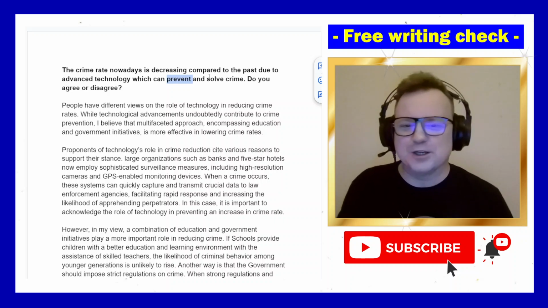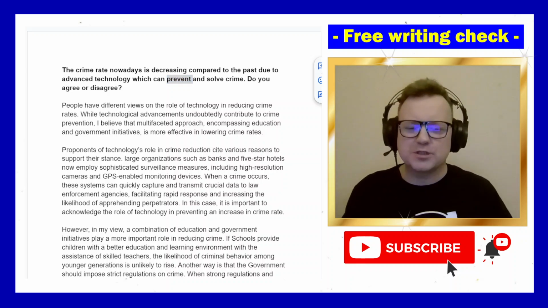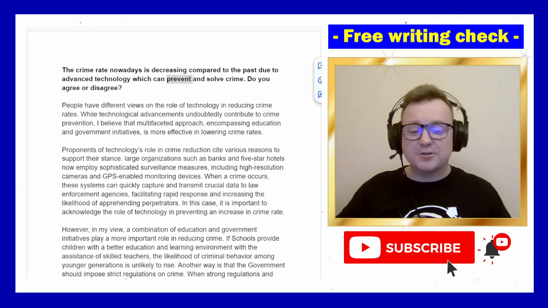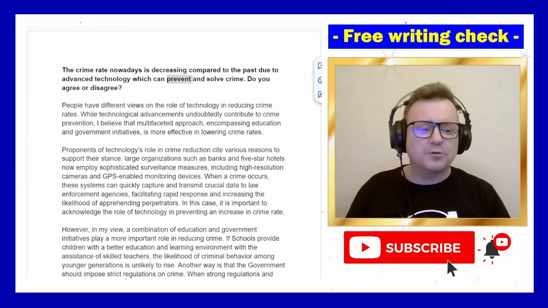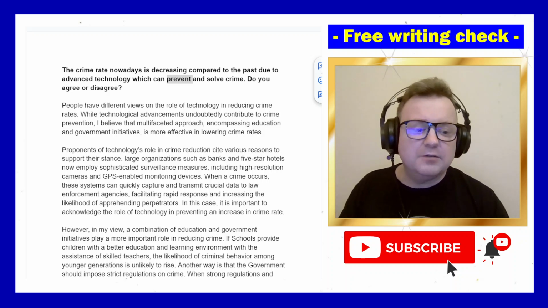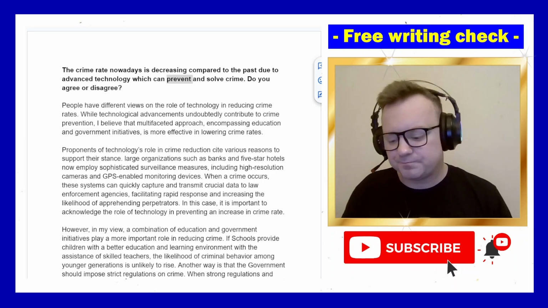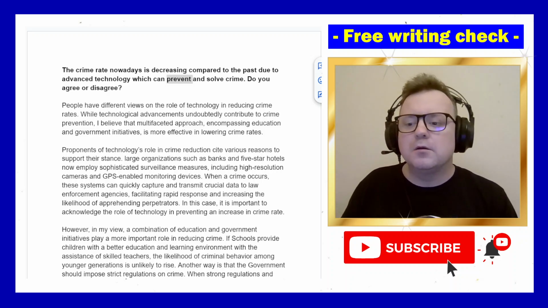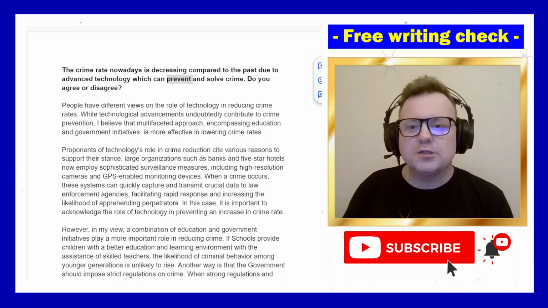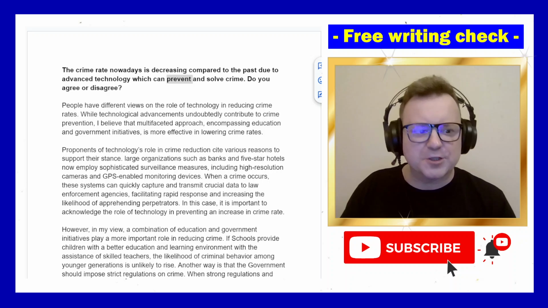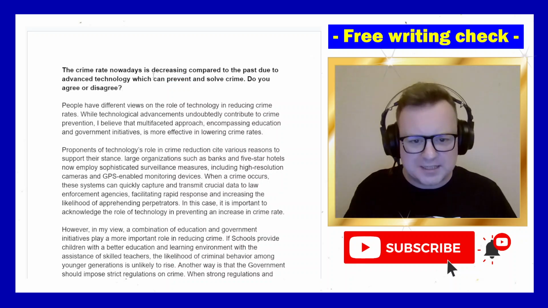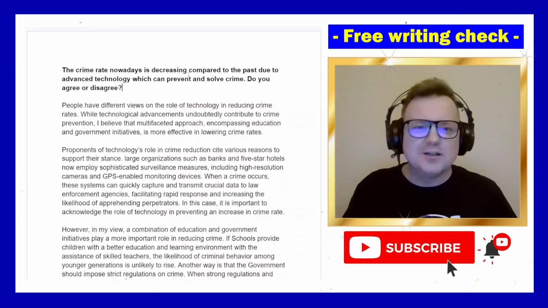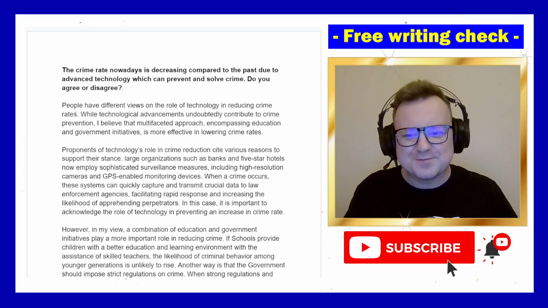Okay, so what are we looking for? In the introduction, we want to see some background information about crime rate, decreasing crime rate, maybe something about the use of technology in the police force or something like this. Some reference to the question, and I want to know the candidate's position, if the candidate agrees or disagrees with this idea that advanced technology is responsible for the decrease in the crime rate. So let's have a look.